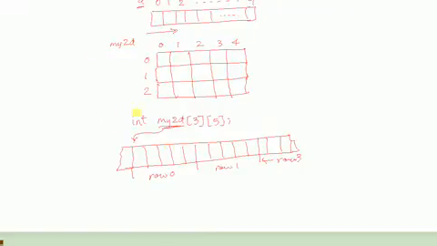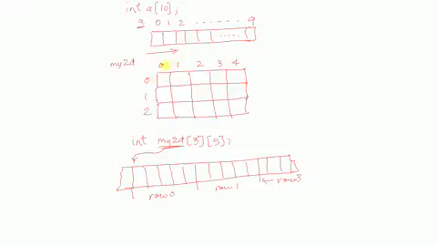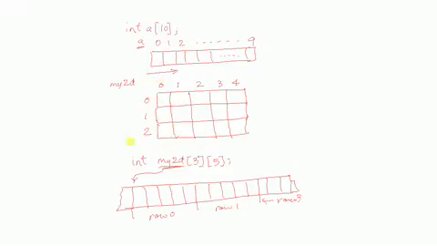So that's outside the point. We will know why this is important to know when we start doing pointers to two-dimensional arrays. But for now, this is essentially what it is. Now, how do we access the individual elements of a two-dimensional array?